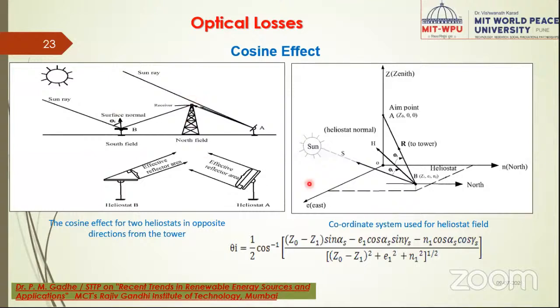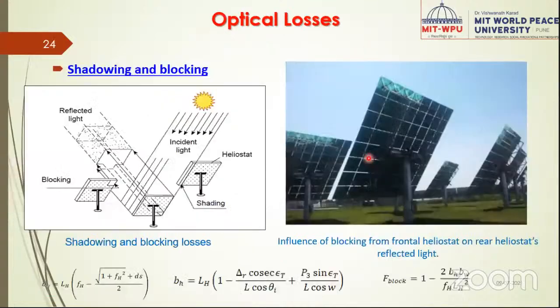And this cosine effect depends on the location of the mirror, the location of the receiver, and the location of the sun. So depending on the location, if the sun is low in the sky, at that time the cosine effect is more. So this is the cosine effect or cosine loss.